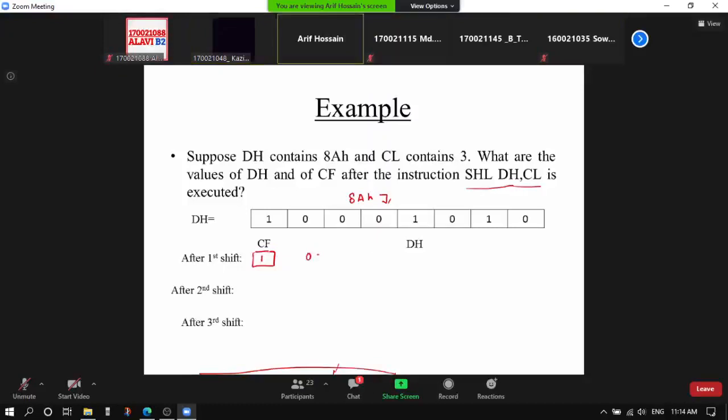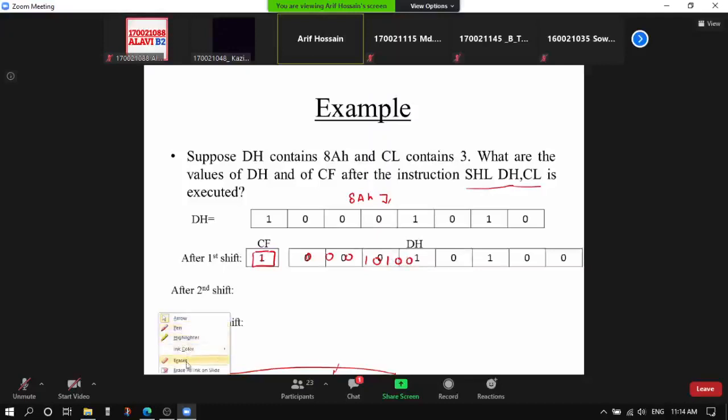Exactly. So see, okay, let me erase these portions. So your carry flag was supposed to be 1. So you see your carry is 1 and the rest, whatever you have given as the answer, check. Did you get the exact same thing?